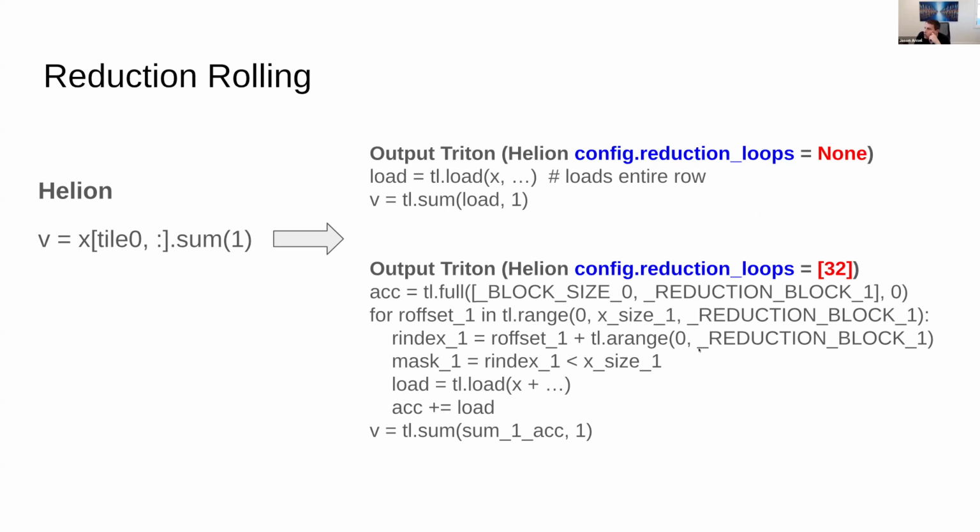This reduction rolling algorithm works even if you have data dependencies between multiple reductions. So if you have a softmax operation which needs to take 2 or 3 passes over your data, it'll end up generating multiple of these loops and recomputing anything that needs to be recomputed in order to do this rolling properly.